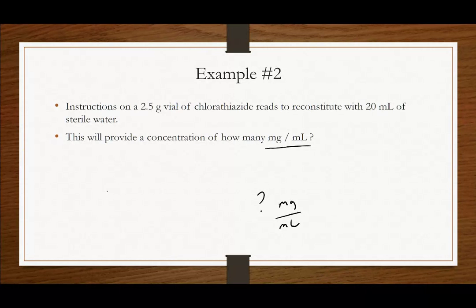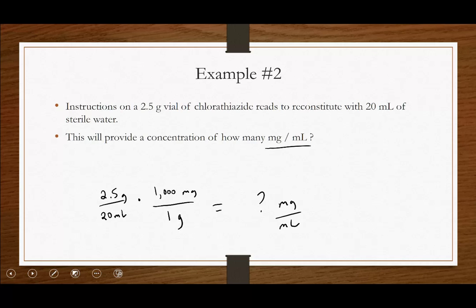So again, we start with what we have, 2.5 grams per 20 milliliters, and multiply by a proper conversion. All we really need is to make the conversion from grams to milligrams. So we have, again, 1,000 milligrams for every 1 gram. Canceling our units here, we have grams canceling, leaving us with milligrams per milliliter as desired. And our calculation here should get us 125 milligrams per milliliter.